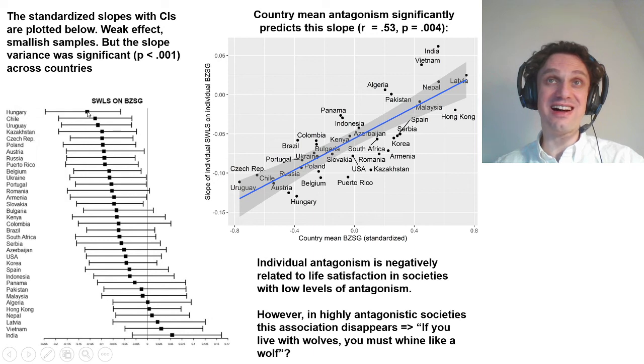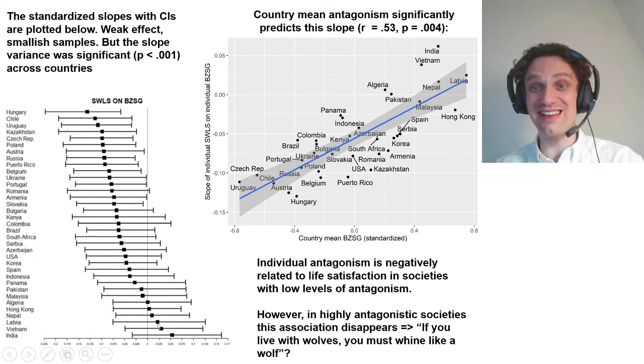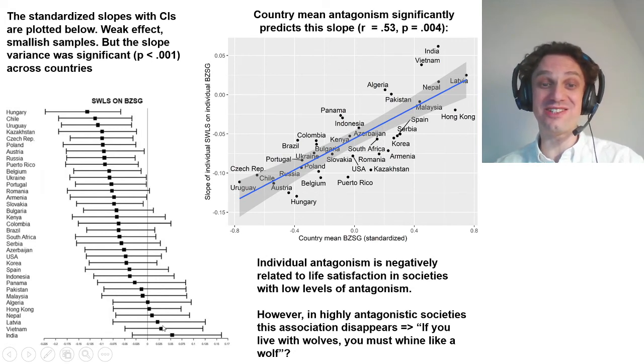So, for example, in Hungary, if you are antagonistic, you are less satisfied with life. And the same in Chile, and the same in Uruguay, Kazakhstan, and so on. But in countries like India or Vietnam or Latvia, if you are antagonistic, you are not less satisfied with life, and maybe even slightly more, even though it's not significant.